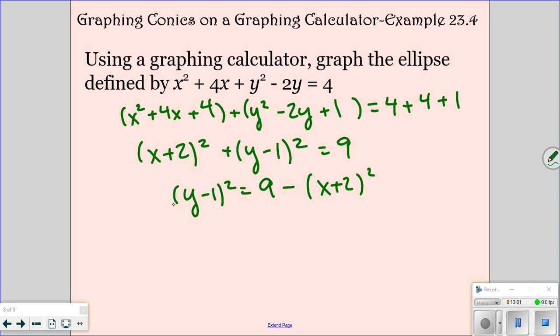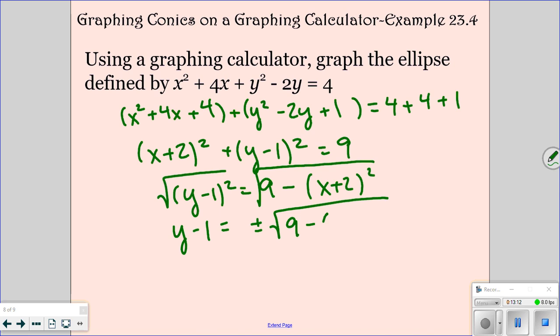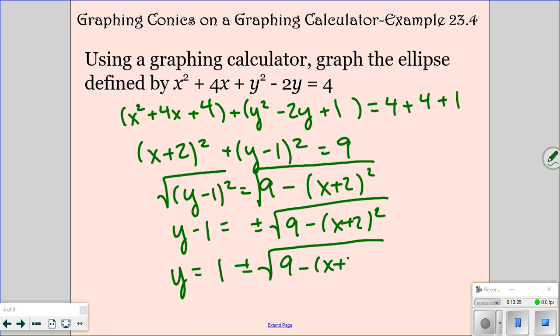And then from here, I'm going to take the square root of both sides of my equation. And so I'm going to have y minus 1 equals plus or minus the square root of 9 minus x plus 2 squared. And then I'm going to add 1 to the right side. And I'm going to put it in the front, just because that's how I prefer to write it. It doesn't matter where you put it though. Okay, so those are the 2 equations that you would use to graph this one.